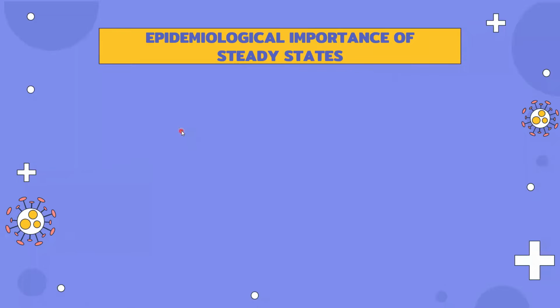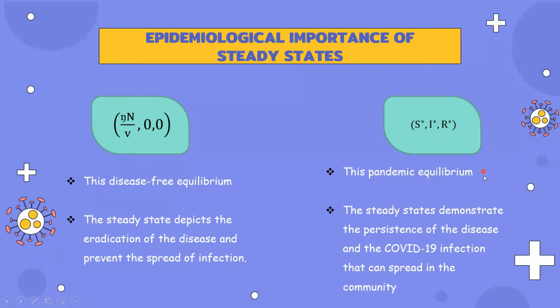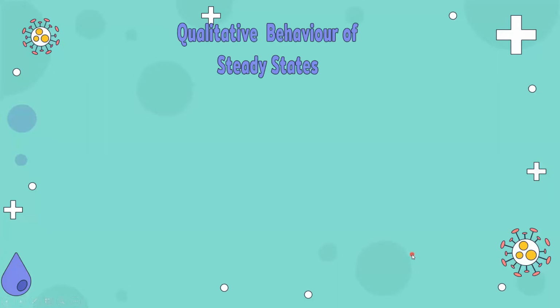The first one is this one. This one is known as disease-free equilibrium or steady state. The steady state depicts the eradication of the disease and prevents the spread of infection. And the second one is this one. This is pandemic equilibrium. The steady state demonstrates the persistence of the disease and the COVID-19 infection that can spread in the community. Okay, so we already have the steady state.